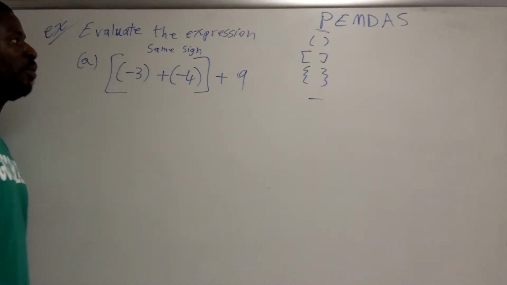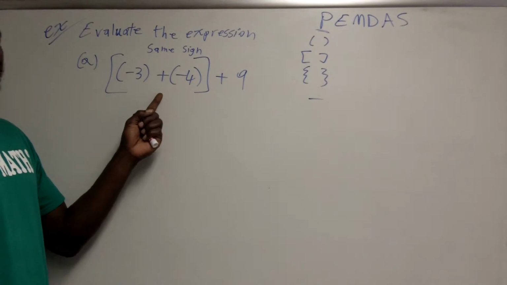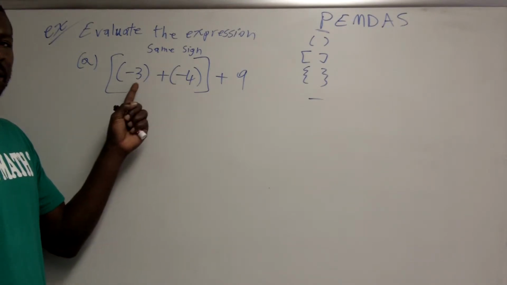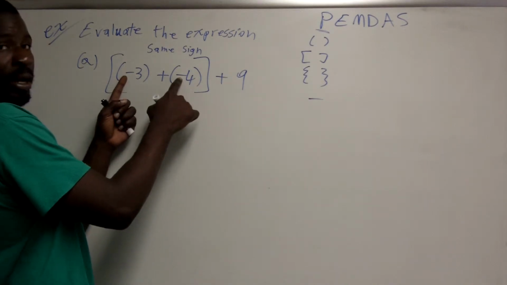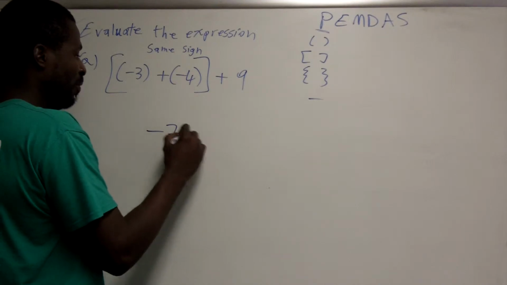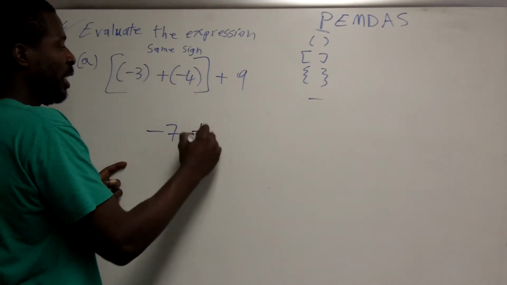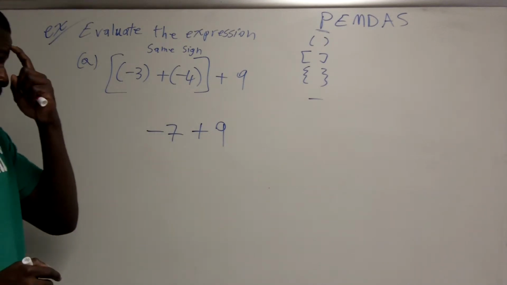What I just erased off the board says when two things have the same sign and you're adding and subtracting, it's an addition problem. So since these both have the same sign, I'm going to add them together and keep the sign that they both share. So the sum of -3 and -4 is actually -7. And then I still have the plus 9. So I've combined these two to -7 and I still have the plus 9.